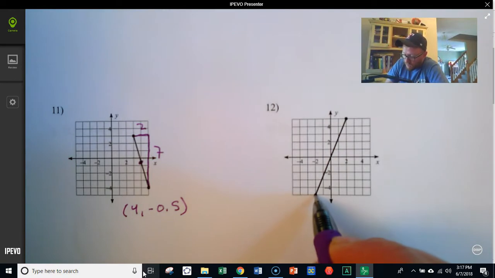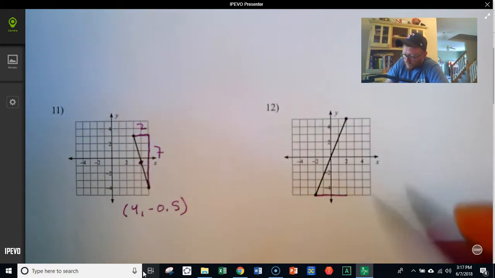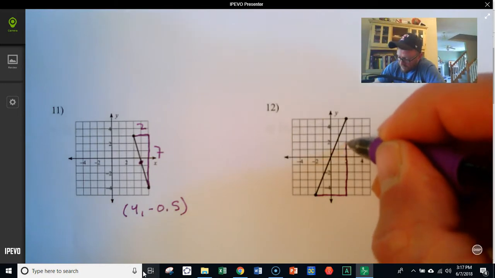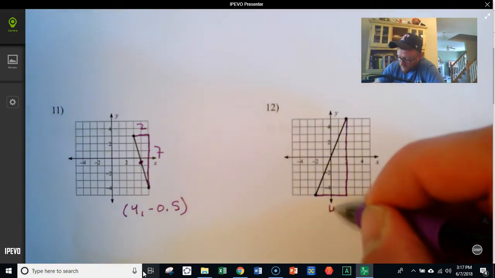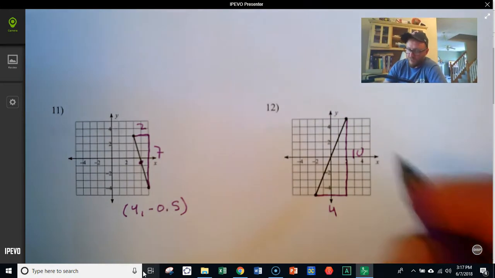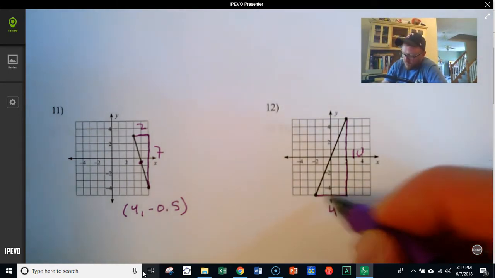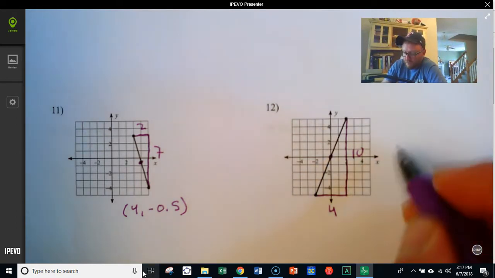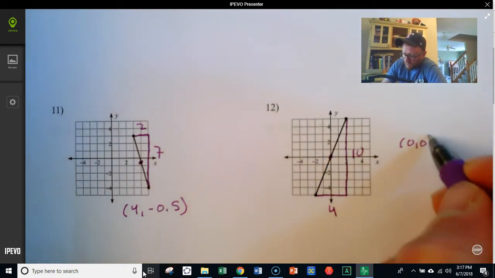Last one, we travel over 1, 2, 3, 4. Up 1, 2, 3, 4, 5, 6, 7, 8, 9, 10. 4 and 10. So halfway over would be over 2. Halfway up would be up 5. And you can just read that right off the coordinates as 0, 0.